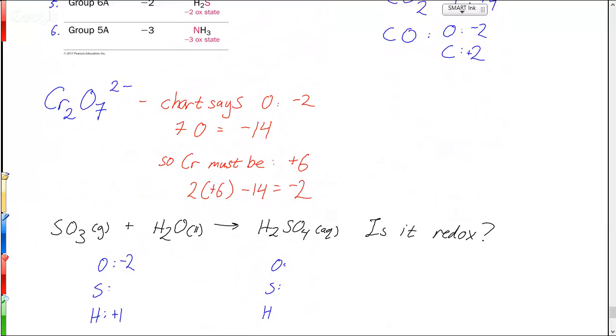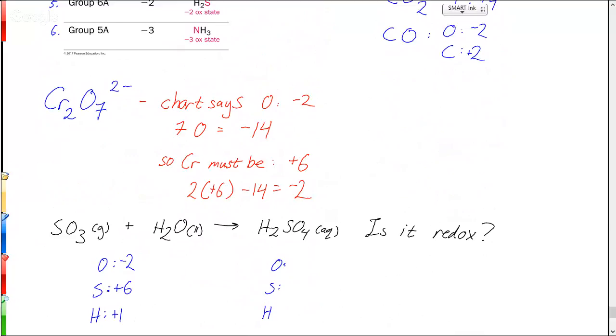And what about sulfur then? What does sulfur have to be? +6. Because SO3's got 3 oxygens. They're all -2, so 6. So 3 times 2 is 6. So sulfur must be +6 to offset those oxygens.